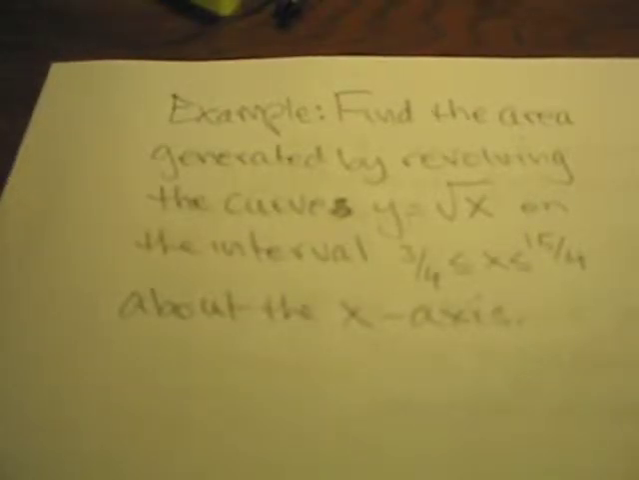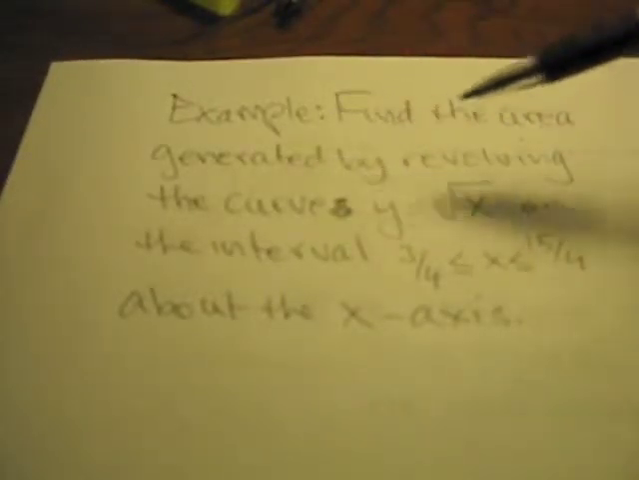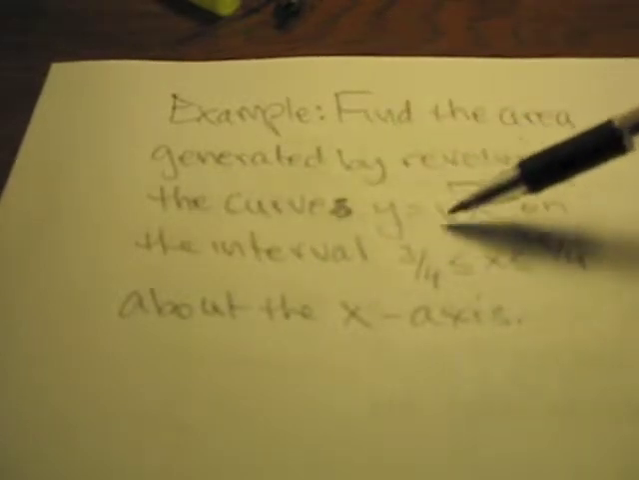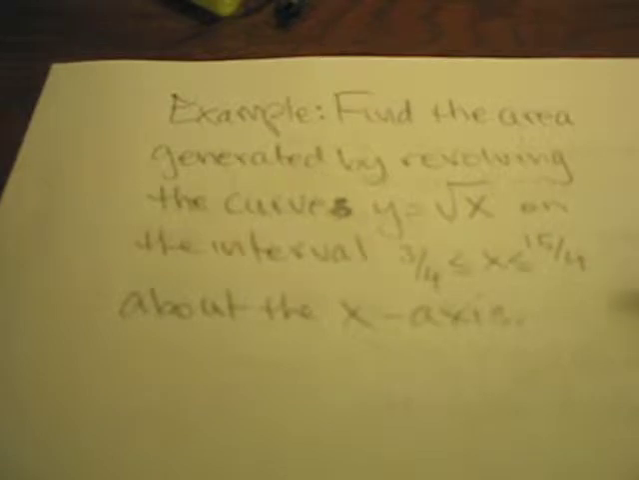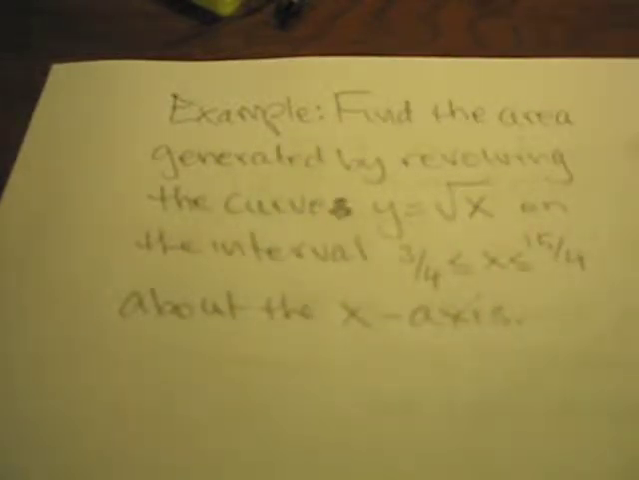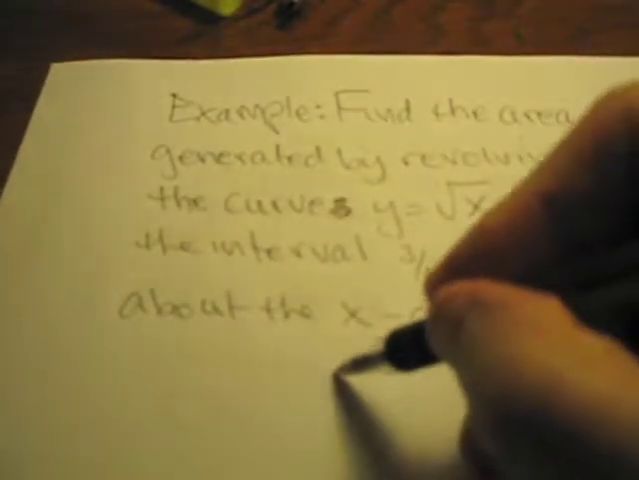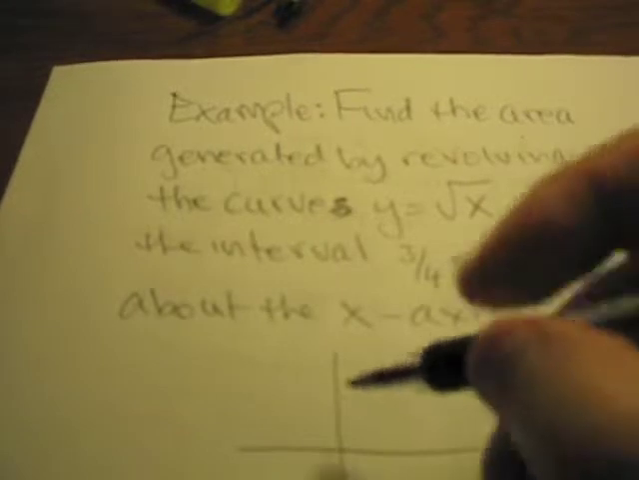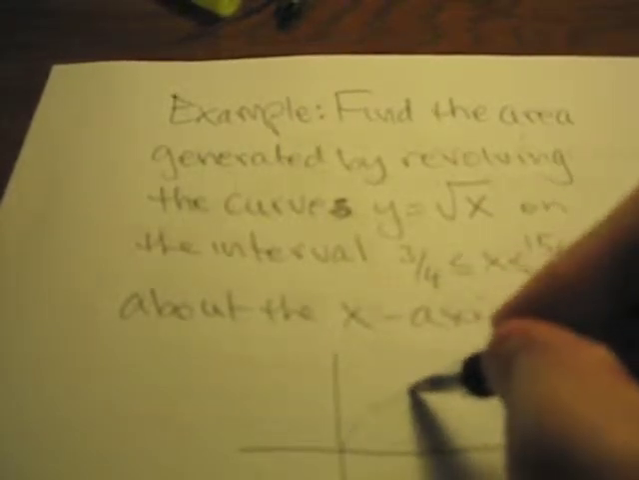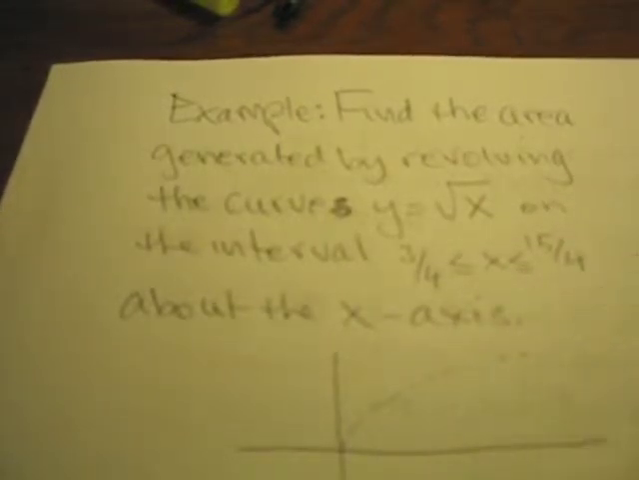Okay, in this question we are asked to find the area generated by revolving the curve y equals the square root of x on the interval 3/4 to 15/4 about the x-axis. Okay, the first thing we do here is to draw a quick picture to get a sense of what we're actually doing here. Okay, we have the square root of x is a function that looks like this.